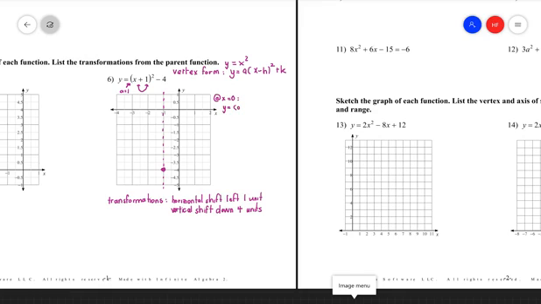Y would equal 0 plus 1 squared minus 4. 0 plus 1 is 1, so 1 squared minus 4. 1 squared is 1, so we have 1 minus 4, which is negative 3. So that gives me the point 0, negative 3. So we'll go to 0 and negative 3.